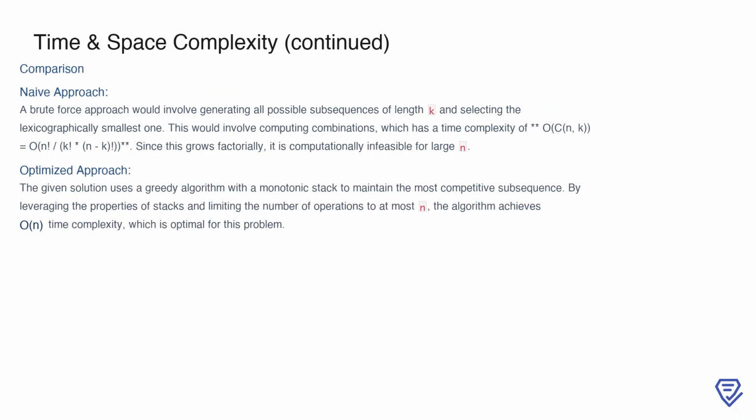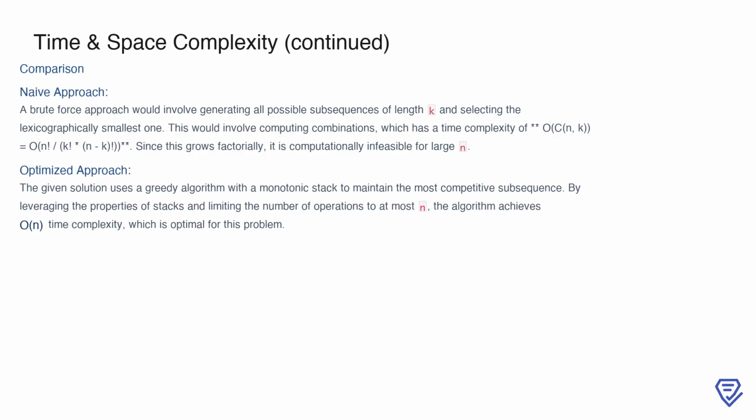To better understand the efficiency of this approach, let's compare it to a naive solution. A brute force method would involve generating all possible subsequences of length k and then selecting the lexicographically smallest one. This would require computing combinations, which has a time complexity of O(n choose k), or O(n^k). Since this grows factorially, the naive approach becomes computationally infeasible even for moderately large values of n.